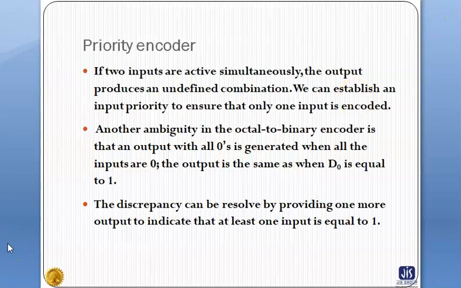Priority encoder. The problem with the simple encoder is that if 2 inputs are active simultaneously, the output produces an undefined combination. Therefore, we can establish an input priority to ensure that only one input is encoded. It means when more than one input is active at the same time, the input with highest priority takes precedence, and the output corresponding to that is generated.